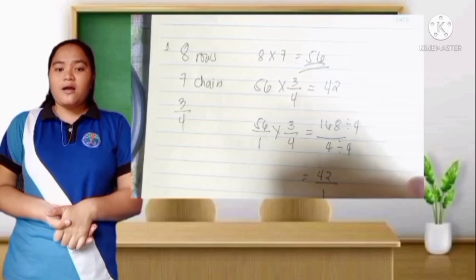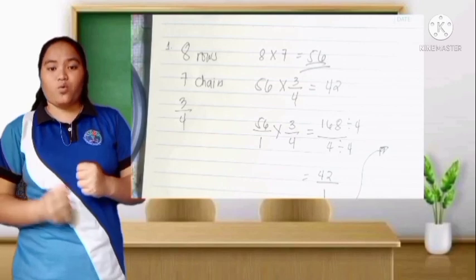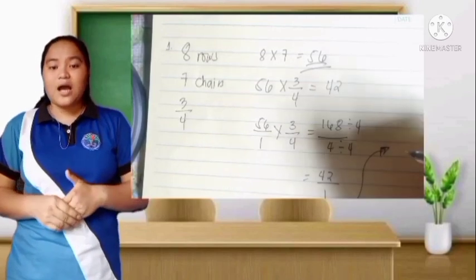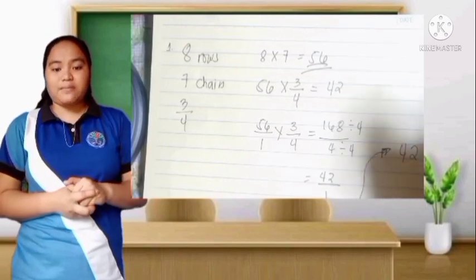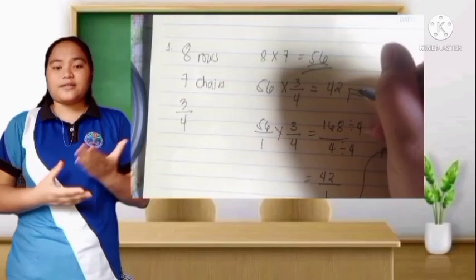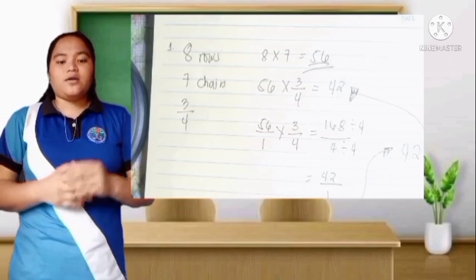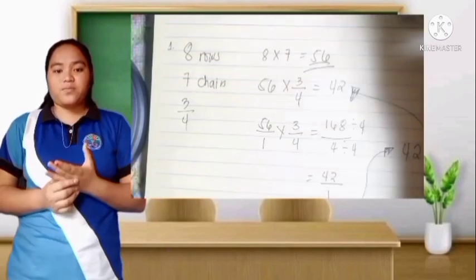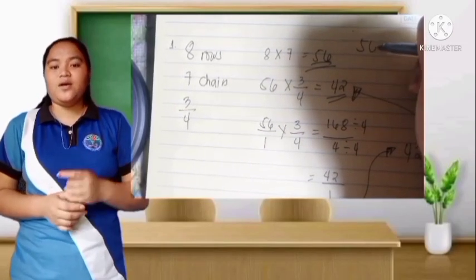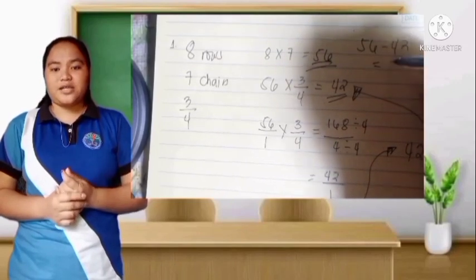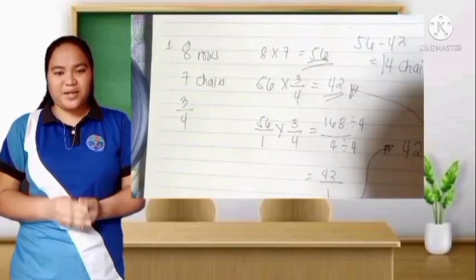Ngayon, paano po natin siya makukuha ang 42? So, i-convert lang po natin siya into whole number. So, 42 divided by 1 equals 42. So, ngayon, ganyan po natin nakuha yung 56 times 3/4 equals 42. Ngayon, ang tanong po natin dito is how we get the answer 14 chairs. So, the answer in 8 times 7 and 56 times 3/4, we subtract it. So, 56 minus 42 is equal to 14 chairs. And that's how the first question is being solved.